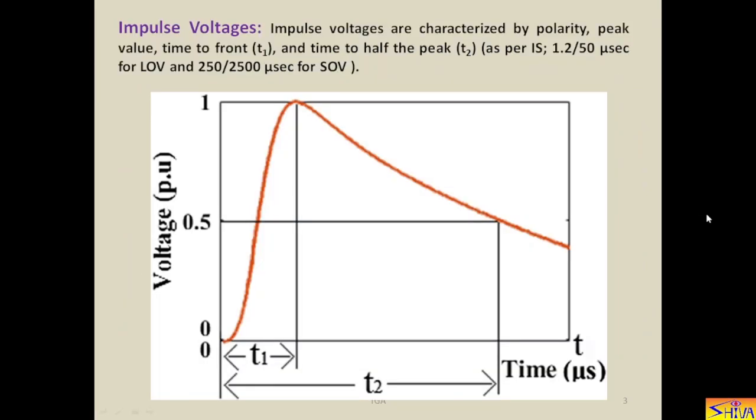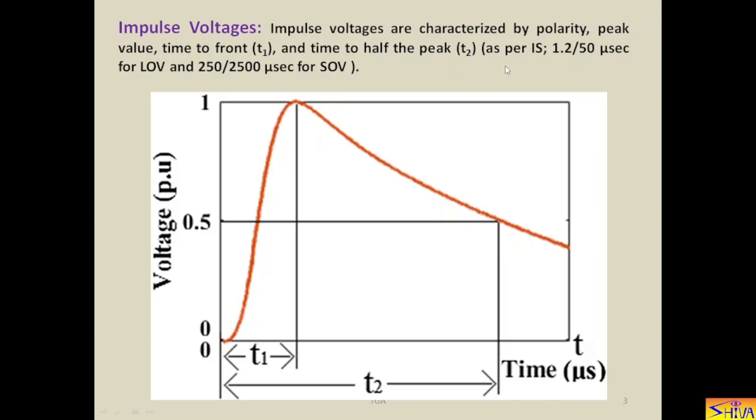Next is impulse voltage. Impulse voltages are characterized by polarity, peak value, time to front and time to half of the peak value. So this is the waveform. I had already explained you this type of waveform, that is impulse waveform. This is peak value represented by 1 unit. This is the 50% of the peak value. This is represented by 0.5 per unit. This is time T1, that is time to rise to peak value, and T2, that is time to reduce to 50% of the peak value.